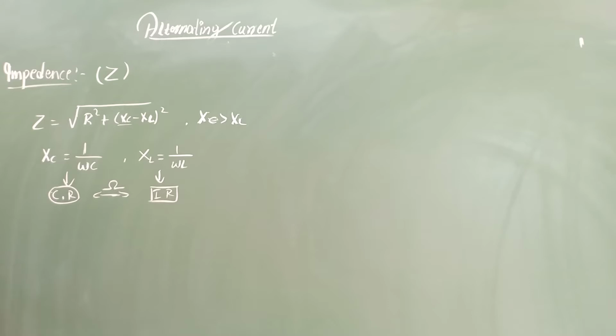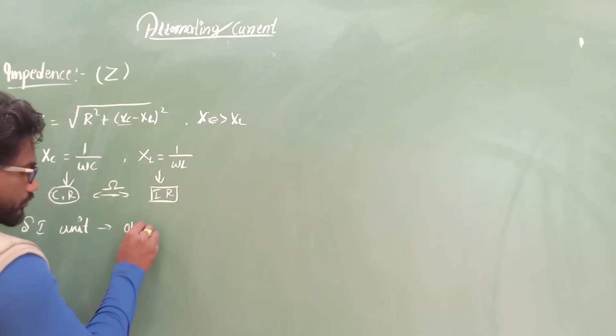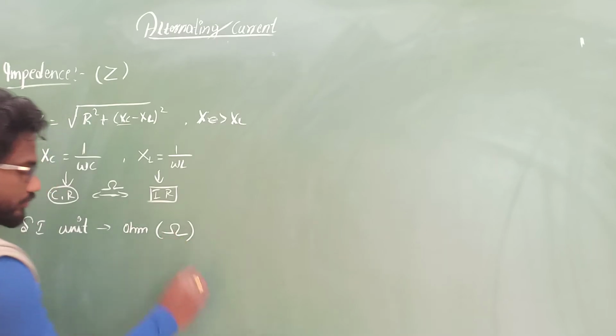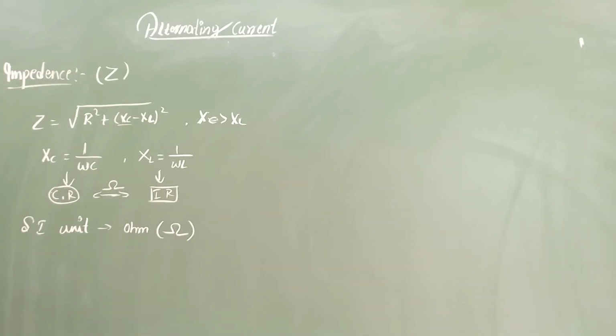It is a kind of opposition offered in a purely capacitive circuit and in a purely inductive circuit, which we already studied. Here also ohm, here also ohm, and our resistance value is also ohm. Then what is the SI unit of impedance? The SI unit of impedance is ohm.